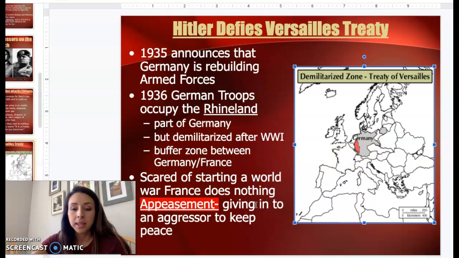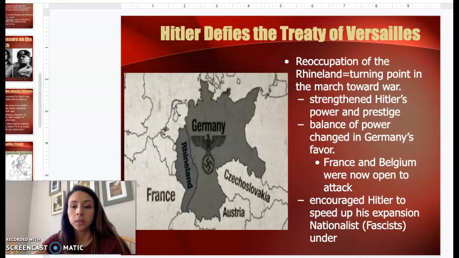So what happens here? France does nothing when Germany breaks this part of the Treaty of Versailles. And really nobody does anything because no one wants to start another war. And this approach became known as appeasement. Appeasement is this idea of just giving in to an aggressor's demands in order to keep the peace. So you're going to see how this policy of appeasement is used over and over, and it eventually just leads to Hitler going mad and wanting to take over the world.